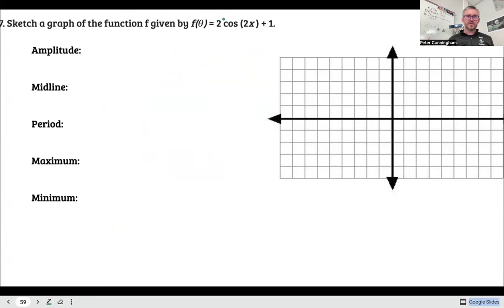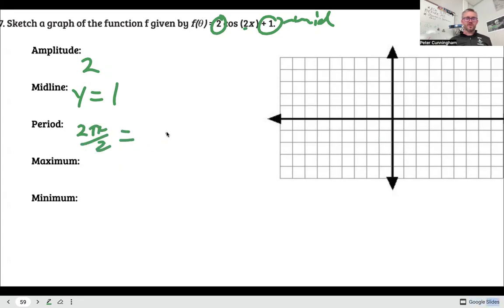Okay, let's do this again. My amplitude right there, 2, midline right there. That line is so mid. y equals 1. My period, I'm going to use this 2 to get my period, which is 2 pi divided by 2. 2 divided by 2 cancel out. Got a pi. Maximum, you're going to take that midline and add the amplitude. The minimum, you're going to take the midline and subtract the amplitude.